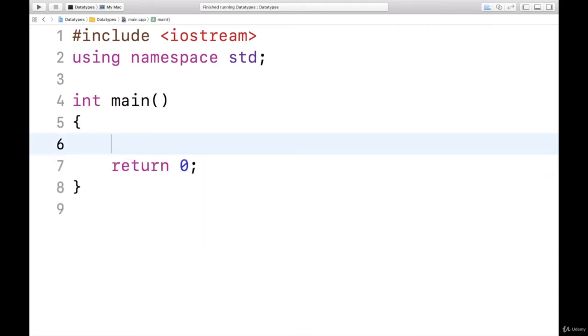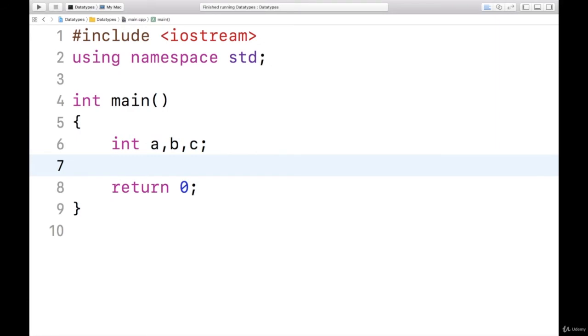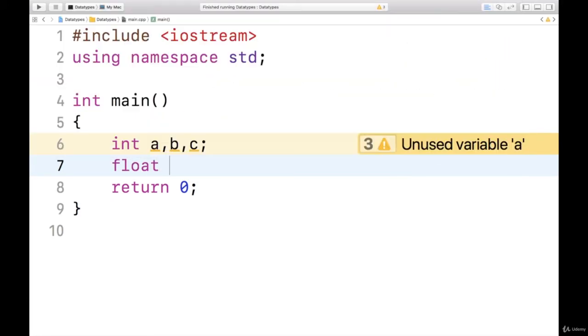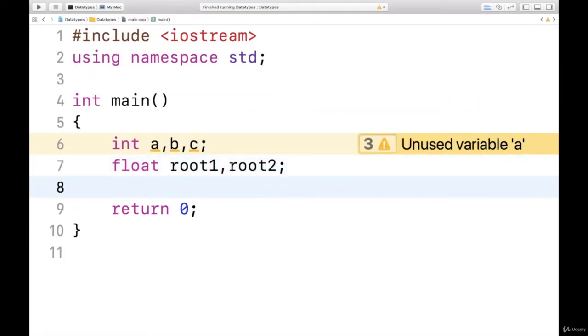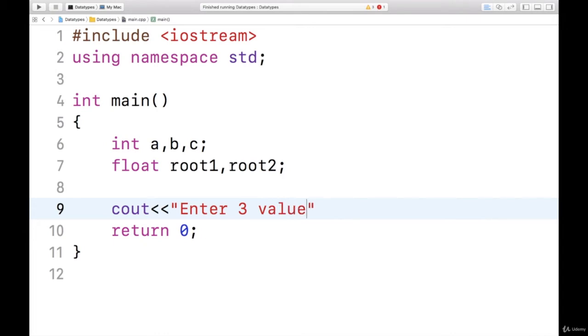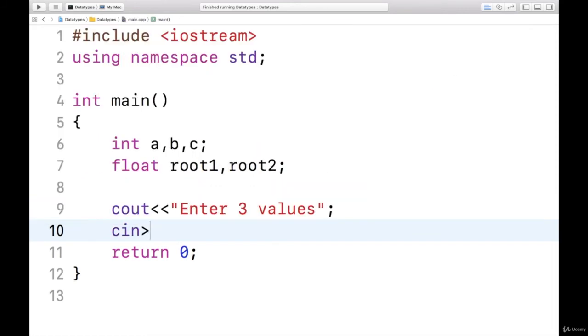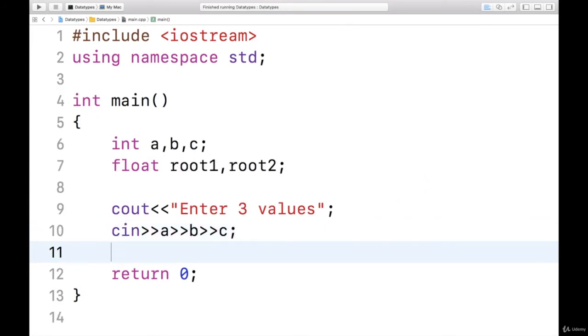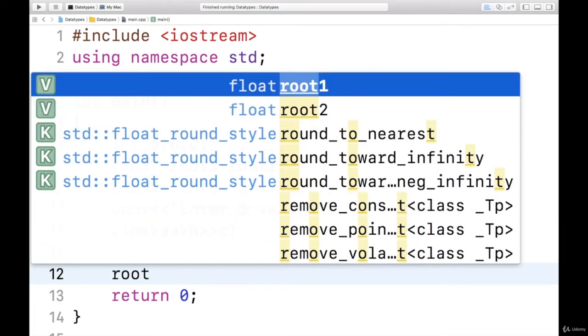Let us write a program for finding the roots of a quadratic equation. So I will take coefficients, that is a, b and c. I am taking these as integer, and float type for the roots, that is root1 and root2. Now let us take input: cout "Enter 3 values", that is coefficients. Then cin, read a, b and c.